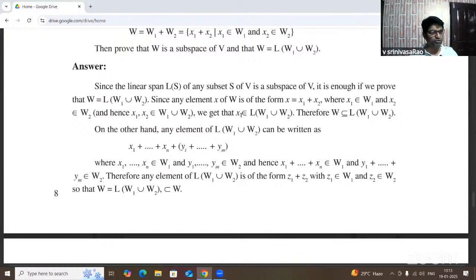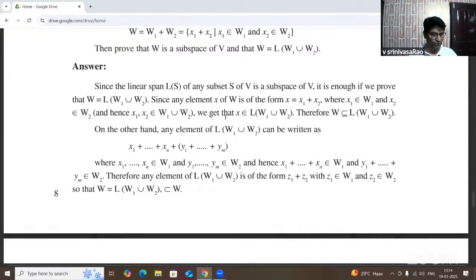So that can also be written as X1 plus so on plus Xn, where these are elements from the first subspace, and Y be an element from the second subspace. We take the elements Y1 plus so on plus Ym. So the entire linear span can be written as a linear combination of the vectors from the union of the subspaces. That's why it is X1 plus so on plus Xn plus Y1 plus so on plus Ym. All the X elements lie in W1, and all the Y elements lie in W2.